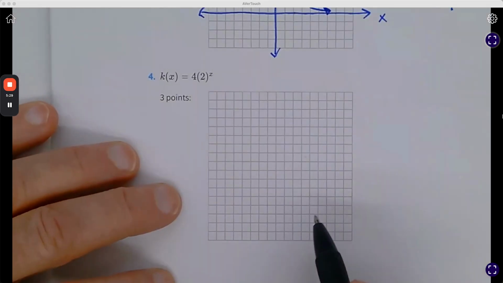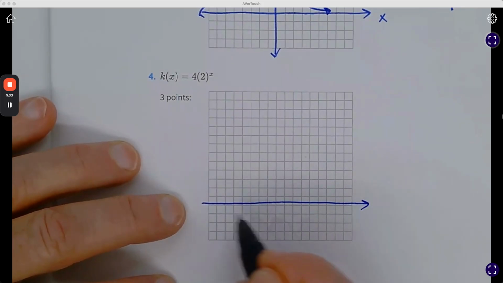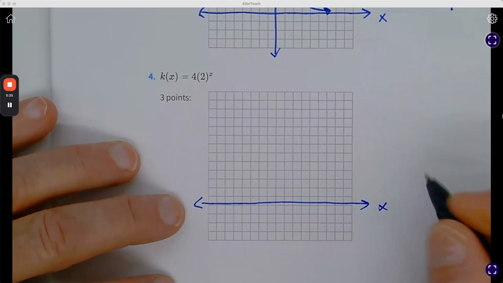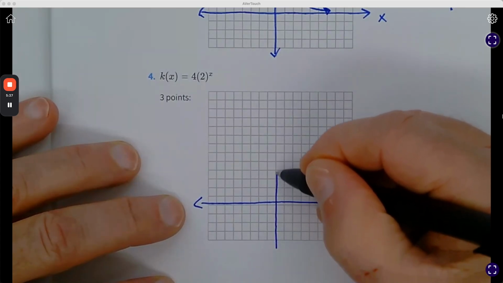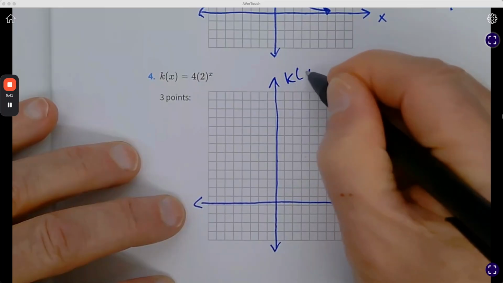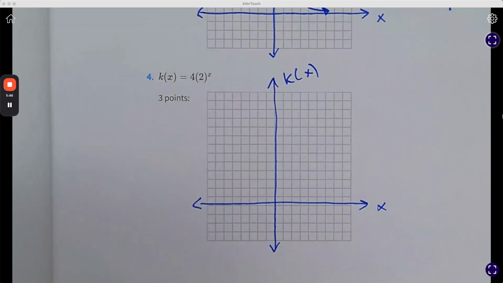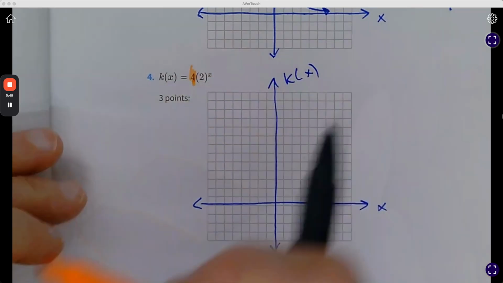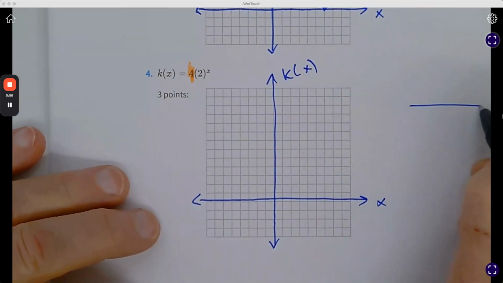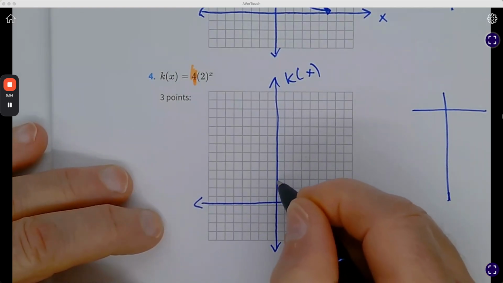So I'm going to go ahead and do this one as well. I'm going to go with my x-axis way down here. And then my k of x-axis is going to be right in the middle. Boom. All right, now I'm going to do this one differently. So what I know here is this is my initial amount. So that's 0, 4. Right? So 0, 1, 2, 3, 4.